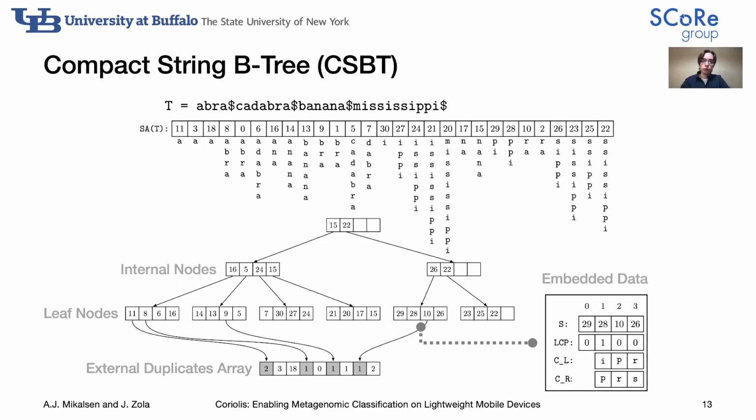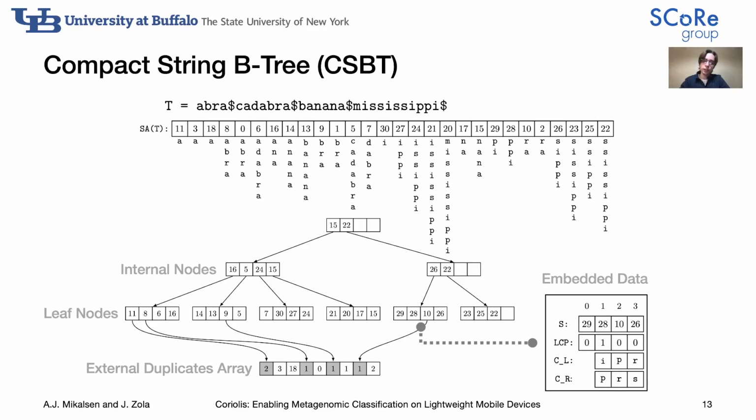The internal nodes store for each child the rightmost suffix associated with that child, and then to search the compact string B tree, we follow an algorithm very similar to searching a B plus tree, where starting from the root, we identify the successor of the query pattern, and then we descend to the corresponding child node, until we reach a leaf node. Afterwards, we scan the leaves until we identify all occurrences of the query pattern.